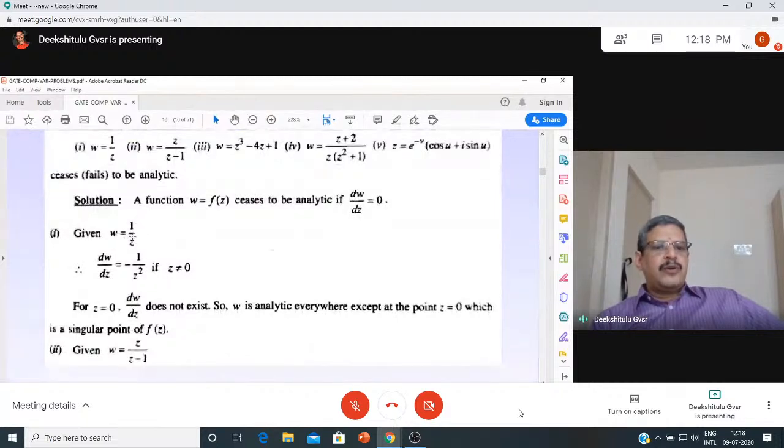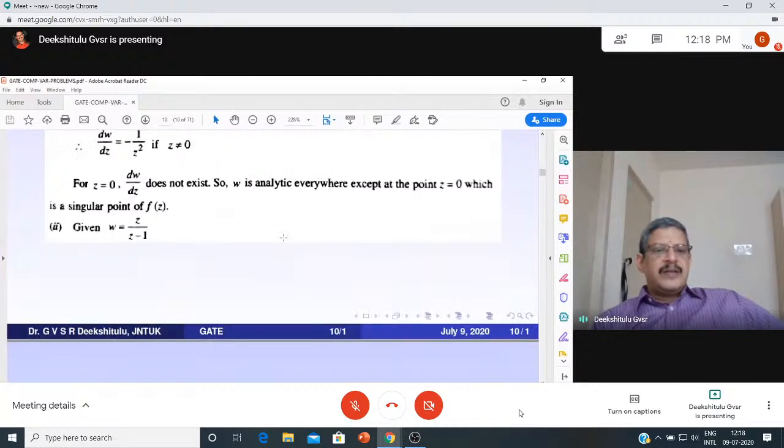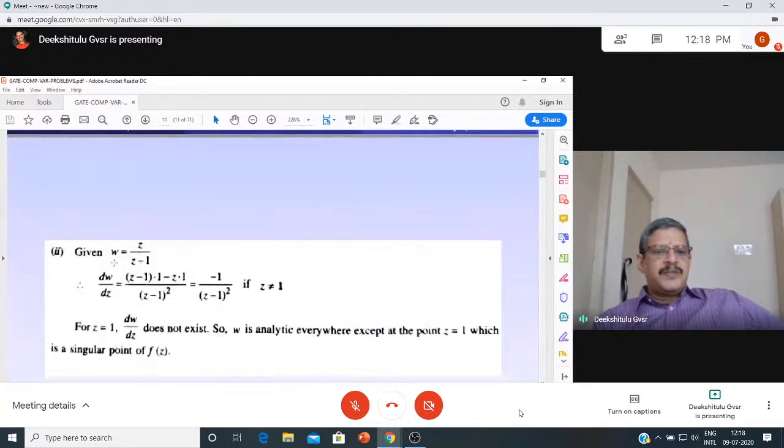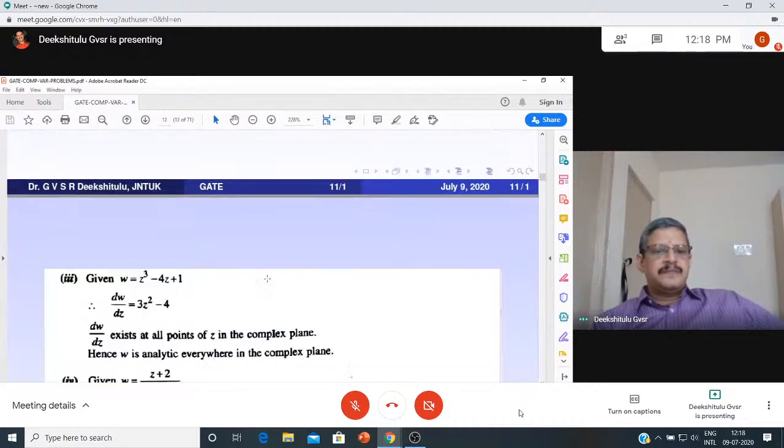So w is equal to 1 by z, let us say, then dw by dz is minus 1 by z square when z is not equal to 0. So for z equal to 0, dw by dz does not exist. So the function is not differentiable, hence not analytic. Then the same thing with this also. When you find the derivative, you get minus 1 by (z minus 1) square, it fails.